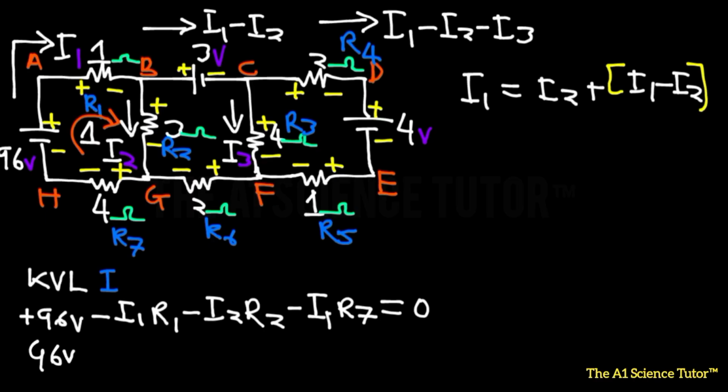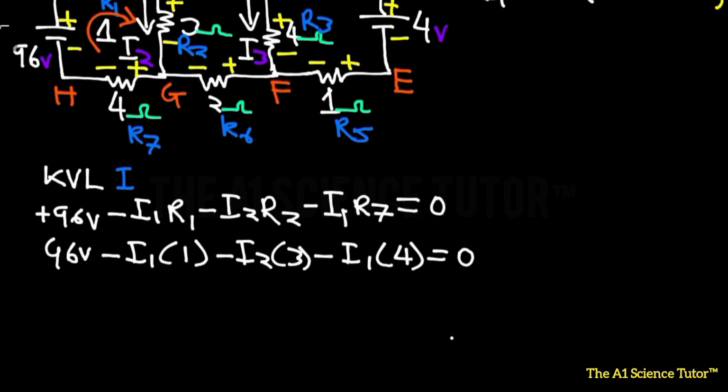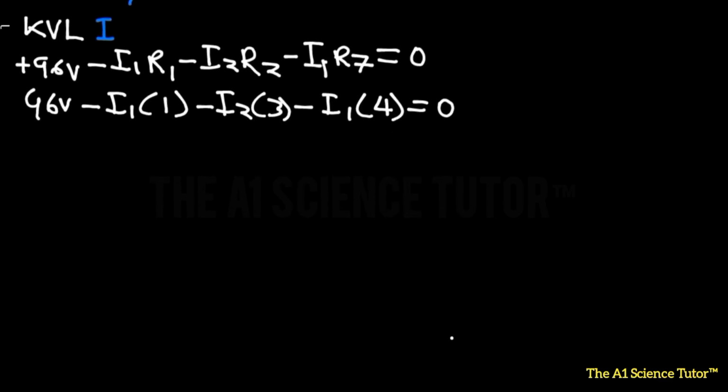So this is going to be 96 volts. Now R1 is 1. And R2, that is 3. R7, that is 4. Now here we're going to have negative I1 minus 4I1. That gives us negative 5. So this is 96 minus 5I1 minus 3I2. Okay, so this is equal to 0.